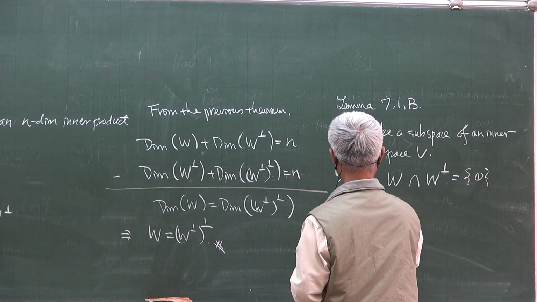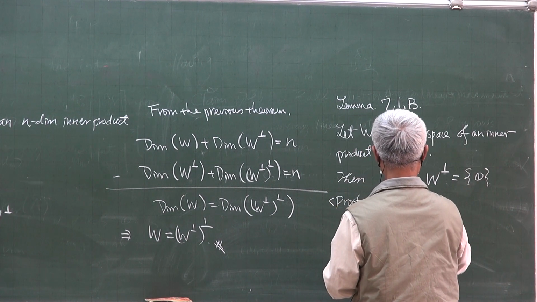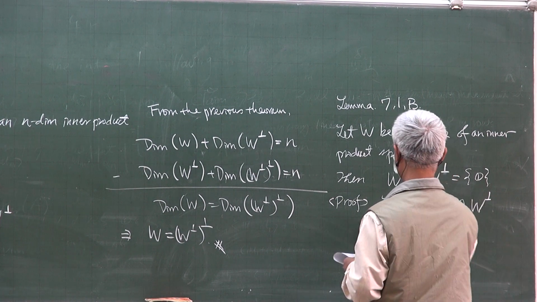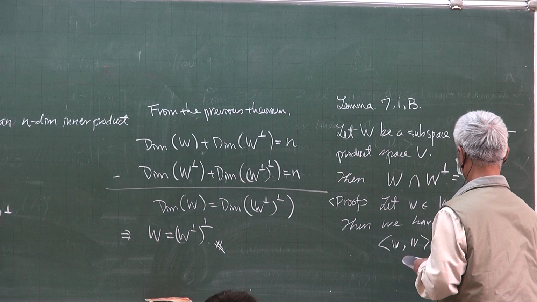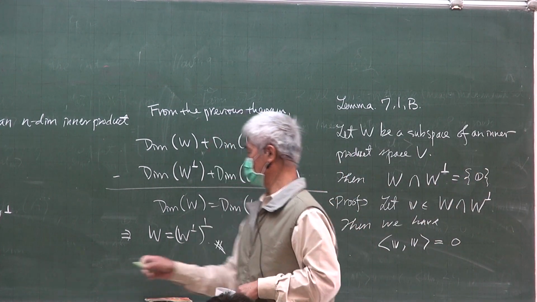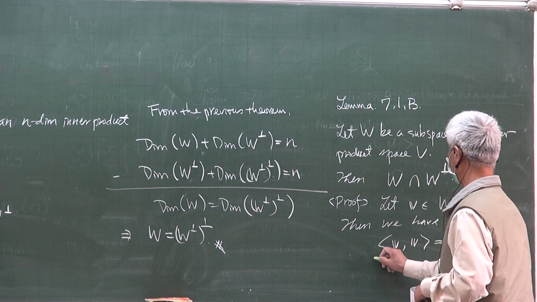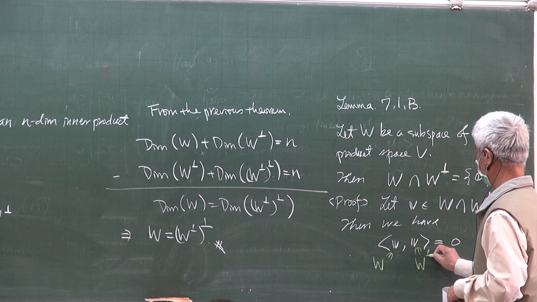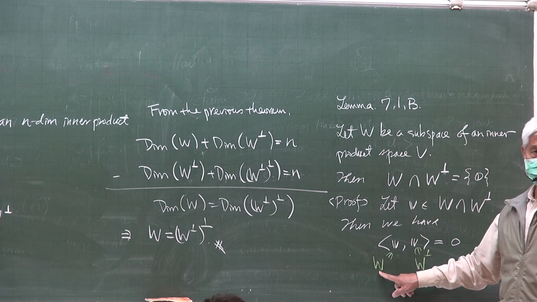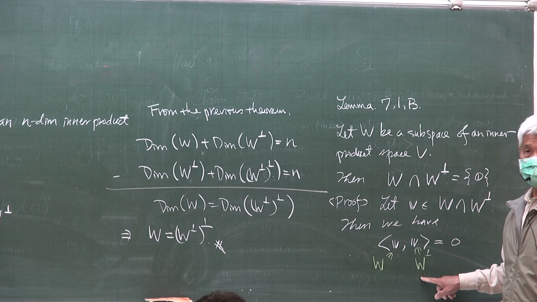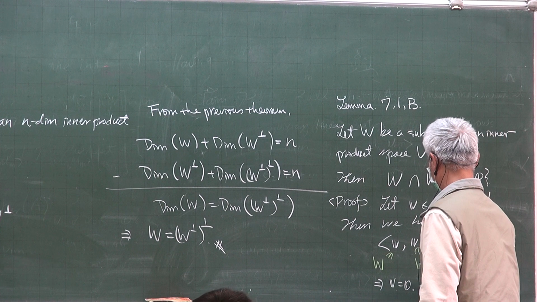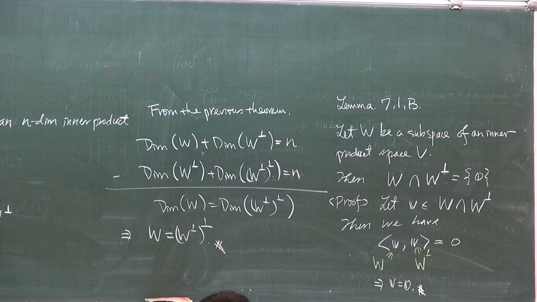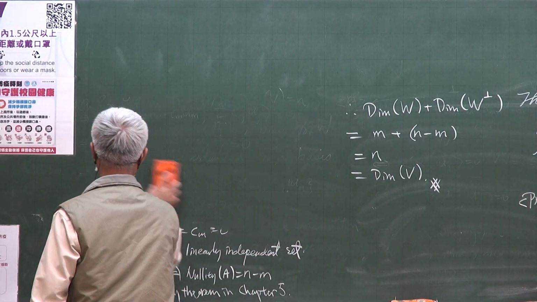I think the proof is quite easy. Let v be in the intersection. Then we have the inner product of v and v is equal to 0. Why? The first v is in W, and the second v is considered an element in W perp. And as we see, any vector in W is orthogonal to any vector in W perp, so this inner product should be 0. And by the non-negativity property, v is equal to the zero vector. No other choices. Okay, so now we prove the last theorem for section 7.1.